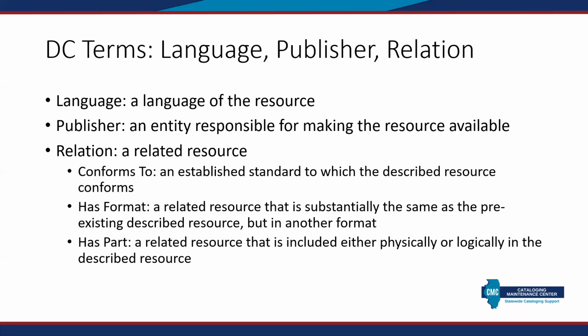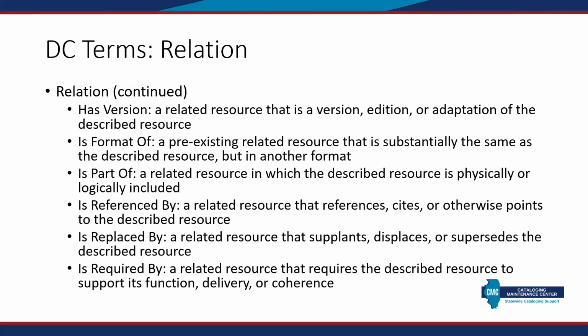Has part is a related resource that is included either physically or logically in the described resource. Has version is a related resource that is a version, addition, or adaptation of the described resource. Is format of is a pre-existing related resource that is substantially the same as the described resource, but in another format. This is an inverse property of has format. Is part of is a related resource in which the described resource is physically or logically included.